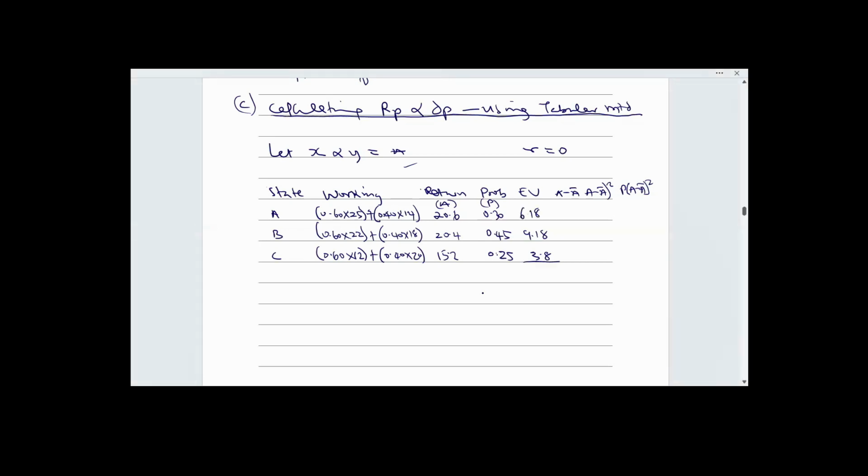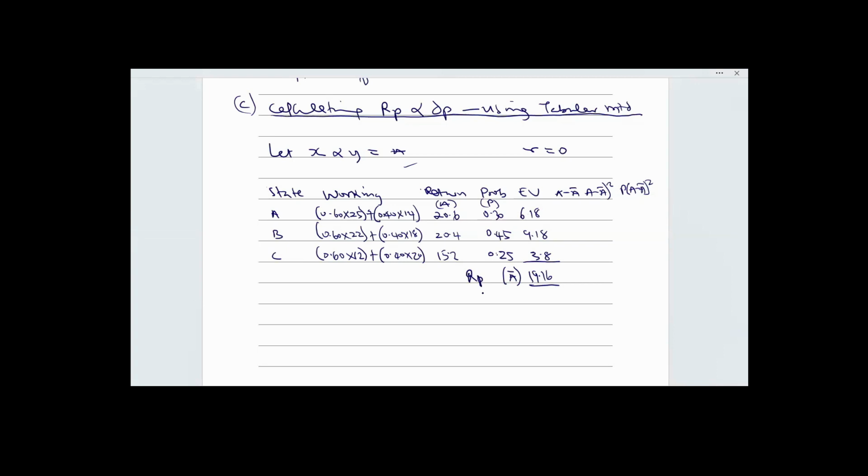So I need to add together everything: 6.18 plus 9.18 plus 3.8 equals 19.16. 19.16. This represents the return of the portfolio, that is A bar. That's the return of the portfolio.